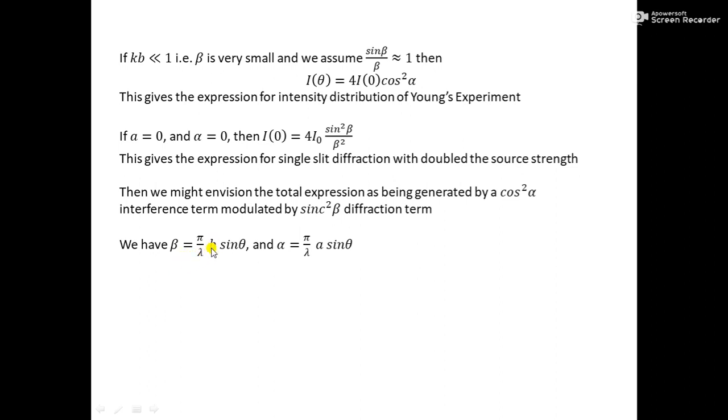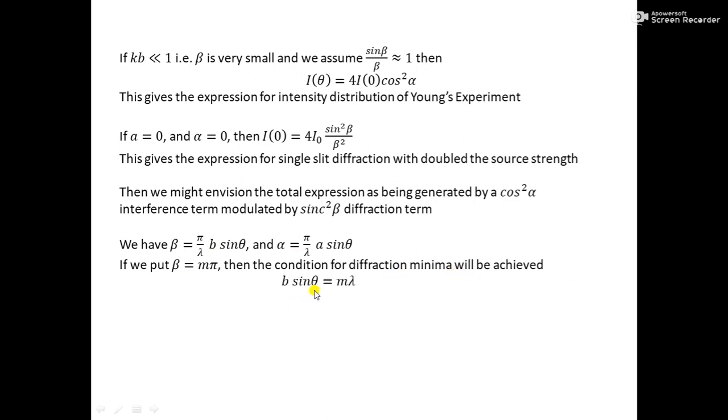We have beta equal to pi by lambda b sin theta and alpha equal to pi by lambda a sin theta. If we put beta equal to m pi, then the condition for diffraction minima will be achieved. So b sin theta comes from this expression. If we put beta equal to m pi, we get b sin theta equal to m lambda, and interference minima can be achieved by putting a sin theta equal to n plus half lambda.